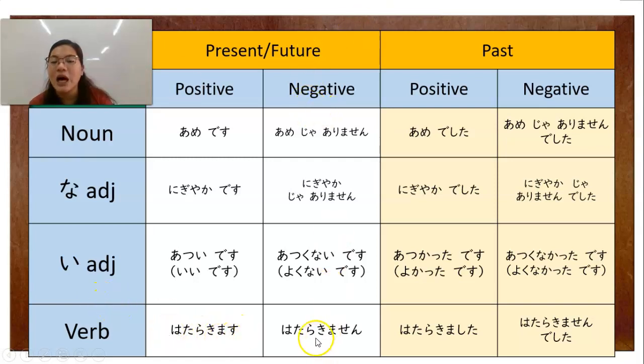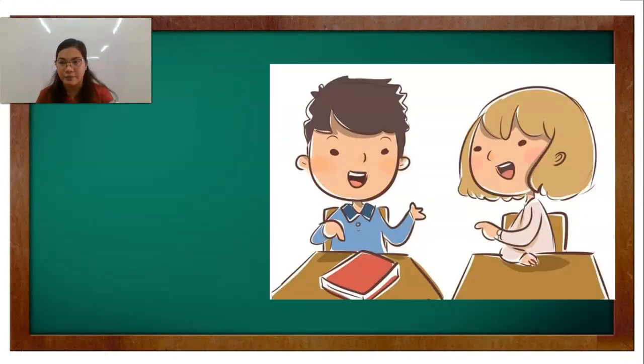Make it negative, hatarakimasen. Past positive, hatarakimashita. Past negative, hatarakimasen deshita. Okay? So these are just a review for our different tenses and different forms of our noun, adjective, and verb. Here's another example for that.